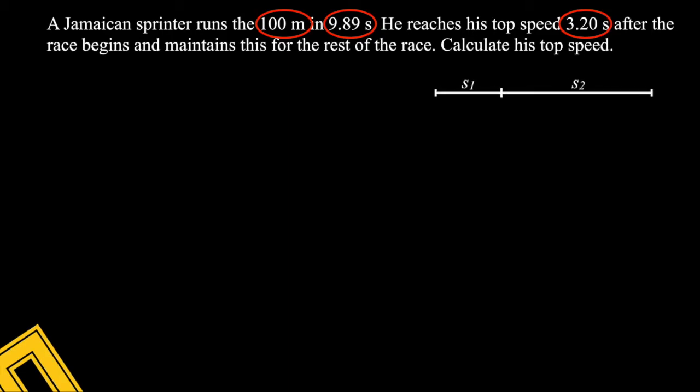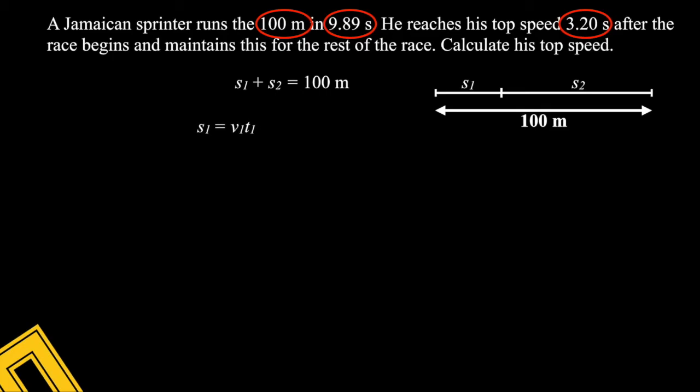So once again I'm going to do a diagram here, and I've got two displacements to work with here. The first displacement is how much distance he runs when he's accelerating to his top speed, and displacement 2 is how far he runs when he's running at his top speed at that constant rate. And I know that those two displacements add up to 100. So I can say S1 plus S2 equals 100 meters.